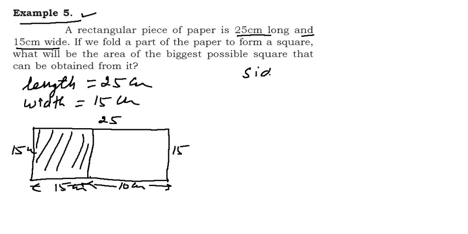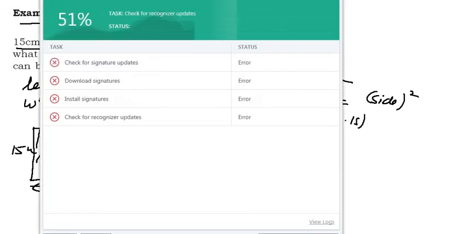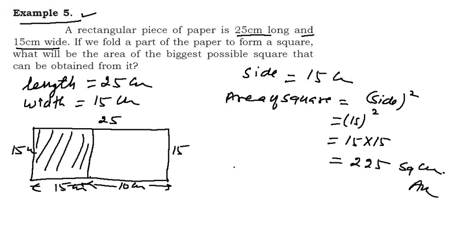So side is equal to 15 centimeter. So area of square is equal to side square. Side is given as 15, so 15 square. So that means 15 into 15 and it is 225. That is 225 square centimeter, and that one is your answer.